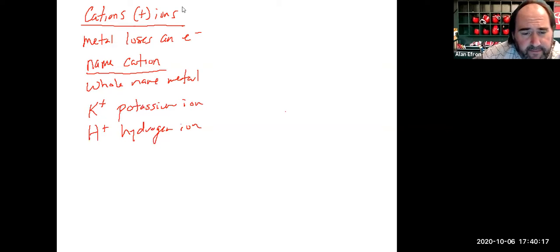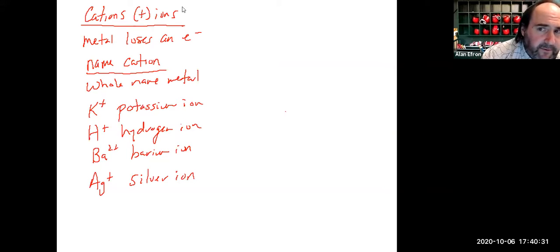If I had Ba2+, that would be our barium ion. Ag+ would be our silver ion. So cations are pretty straightforward in the sense that the way you go about naming them is simply you use the whole name and put ion on it. If you're asked to write the formula for an ion, obviously it should include the charge, otherwise it's not an ion. So if you're asked to write the formula for a cation, you should always include the charge.